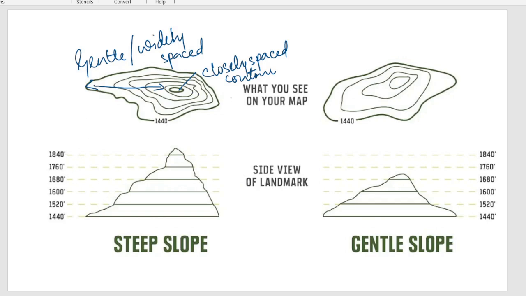But in this picture you can see this slope is much more gentler compared to the first diagram, right? Why so? Because here all this gap is very wider compared to the first picture, right? So here we are getting the widely spaced contour. As a result, we are getting what kind of slope? Gentle slope.